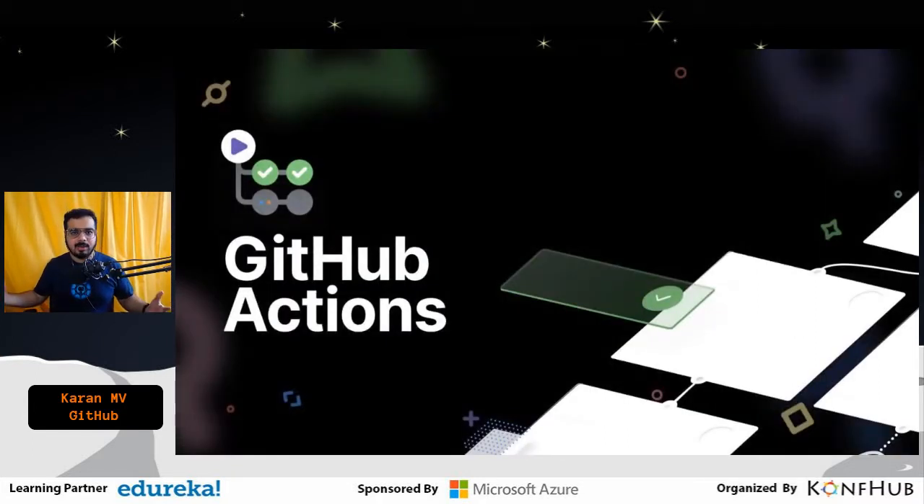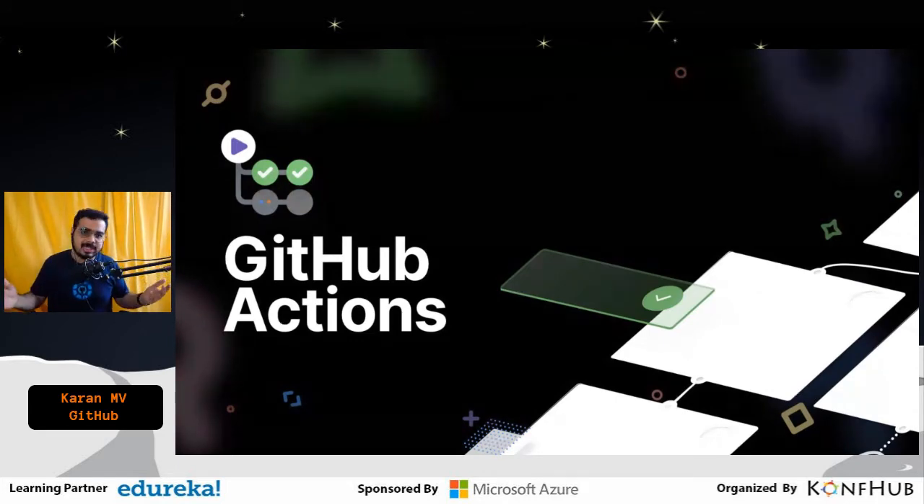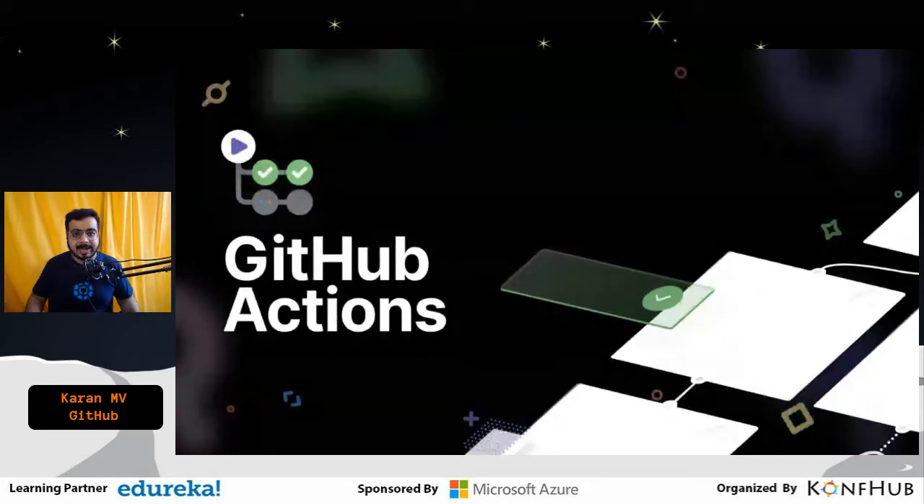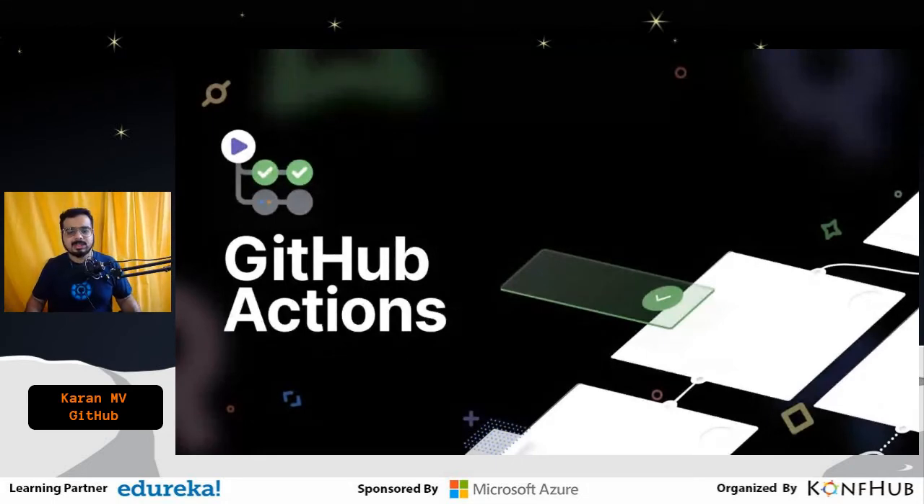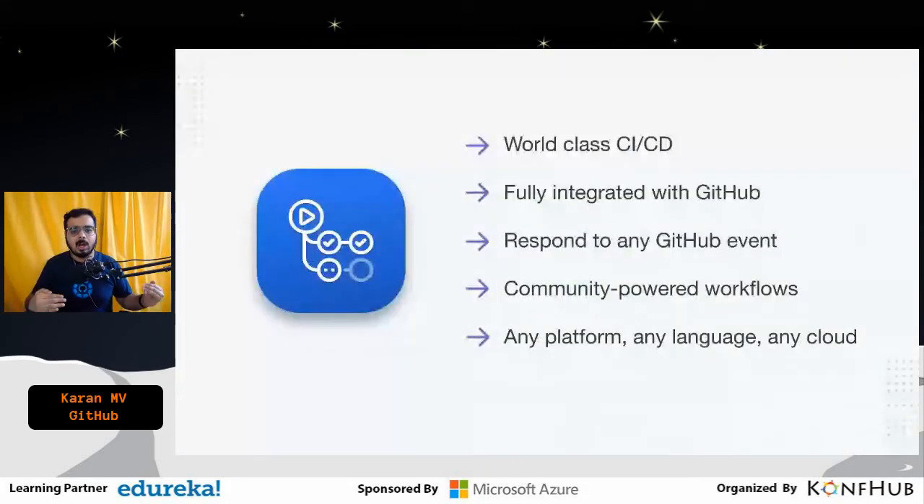Before moving on, I want to give you a quick overview of what GitHub Actions is and how you can use that to orchestrate your CI/CD pipeline using Kubernetes. I'm not sure how many of you might have already heard of GitHub Actions or even used it. So I'm going to assume that you probably are aware of what CI/CD is, but not what GitHub Actions is. In simple words, GitHub Actions is a world-class CI/CD tool, which is fully integrated with GitHub, and it can respond to any GitHub event.